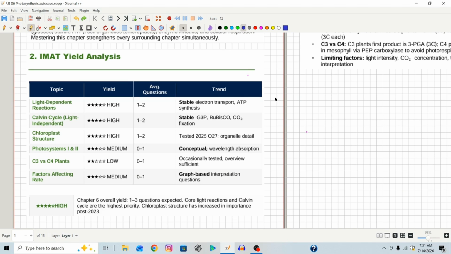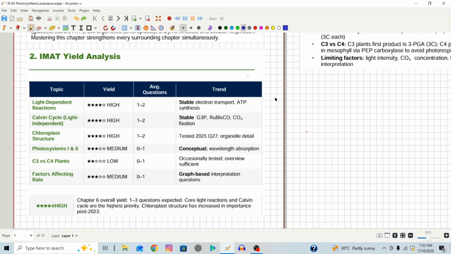For example, if you are in the last weeks or last month of your preparation, don't go and revise every single thing. Don't go towards C3 and C4 plants. Don't go towards action and absorption spectrum. Don't go towards studying about pigments and all of that stuff. You should be focusing on the light dependent and light independent reaction, what is chloroplast, and chlorophyll. These are the high yield topics. Go towards these topics in your last days.